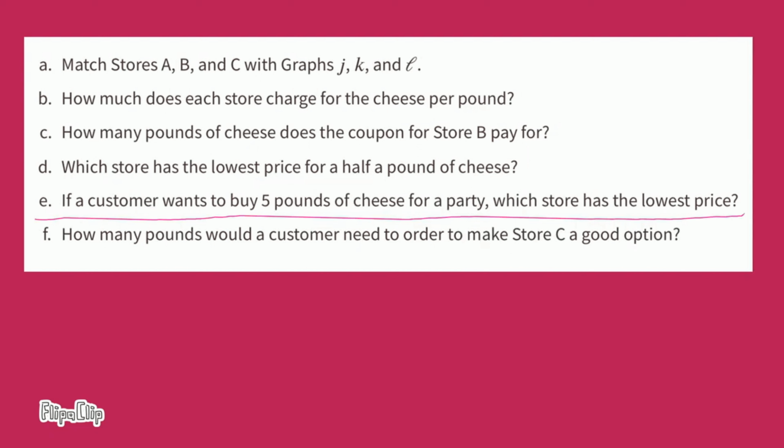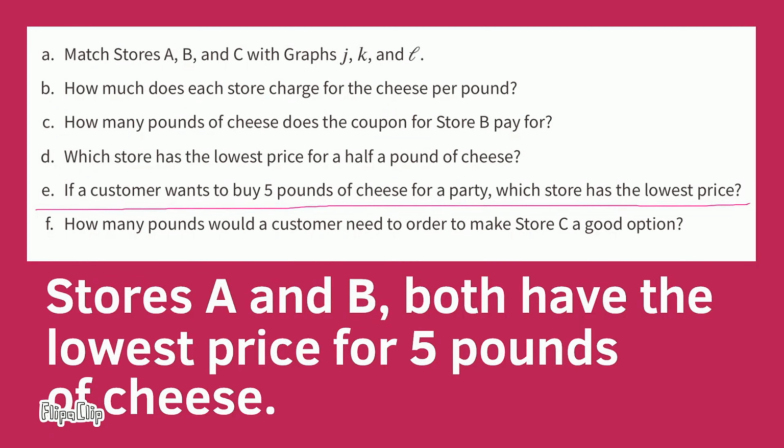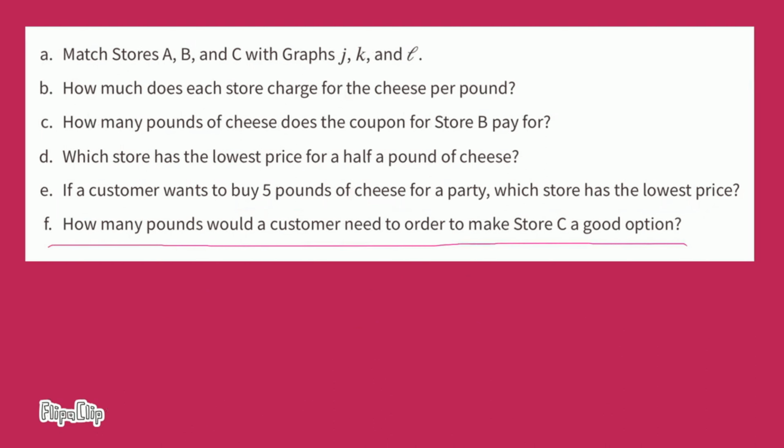If a customer wants to buy 5 pounds of cheese for a party, which store has the lowest price? Look at lines J and K. Do you see where they intersect? They intersect exactly at the point of 5 pounds of cheese and $20. And above that, you can see line J represents 5 pounds of cheese at $25. Lines L and K represents stores A and B. They both have the lowest price for 5 pounds of cheese. How many pounds of cheese would a customer need to order to make store C a good option?